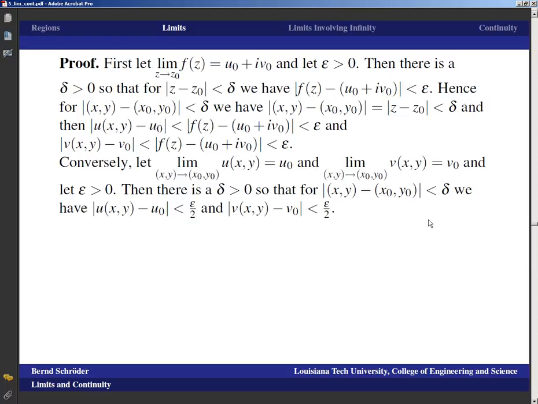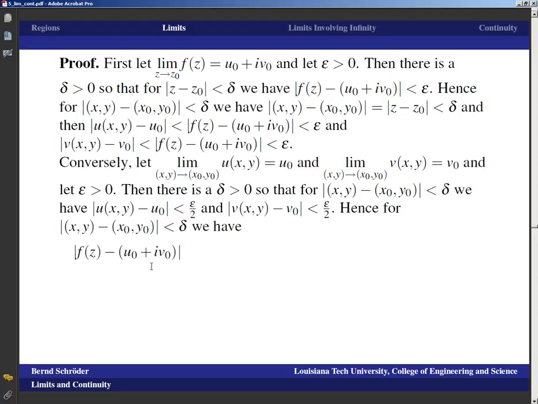Remember, in the first proof we did for the uniqueness of the limits, I worked with a delta 0 and a delta 1 and then chose the minimum. Well, this delta is basically the minimum of a delta u for u and a delta v for v. Okay, hence for |(x,y) minus (x0,y0)| smaller than delta, we have the following.